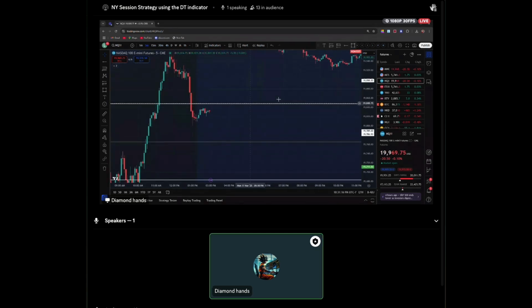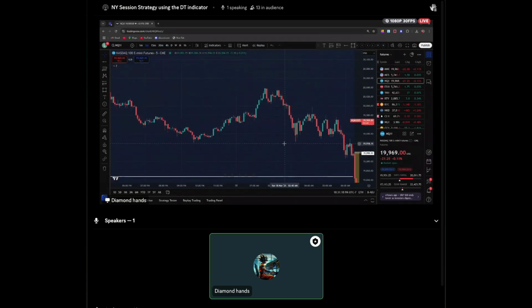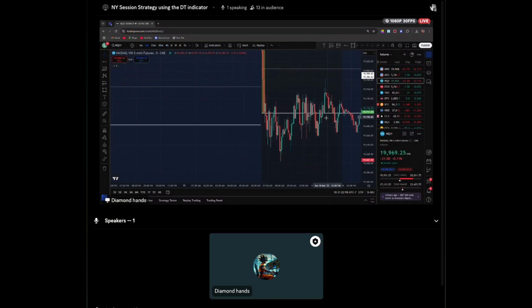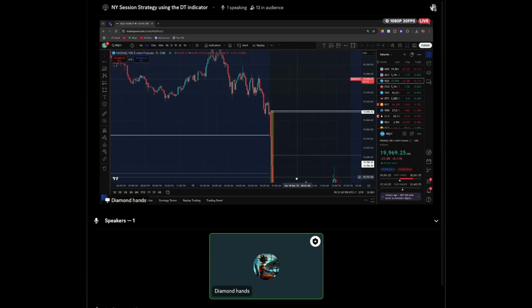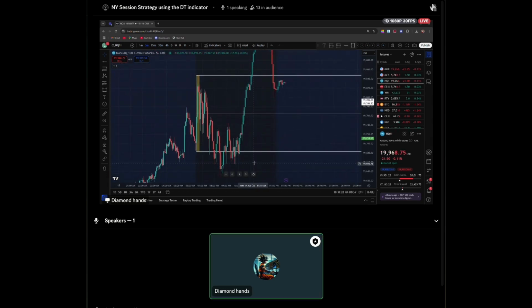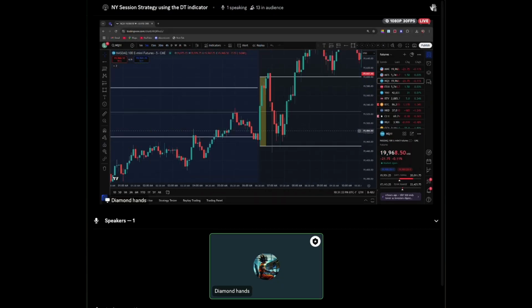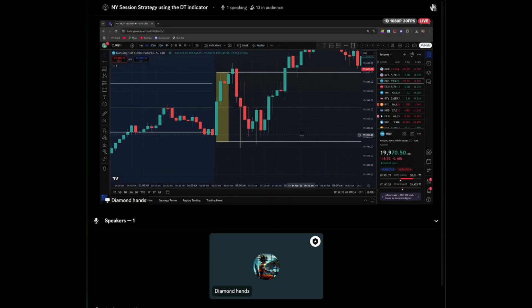Now, a single break will be, obviously, it only broke to one side. In this case, it was this one, the downside. Right? Never touched the upside. So keep in mind that with NQ, a lot of times it might do a double break. You can see right here too, as well.